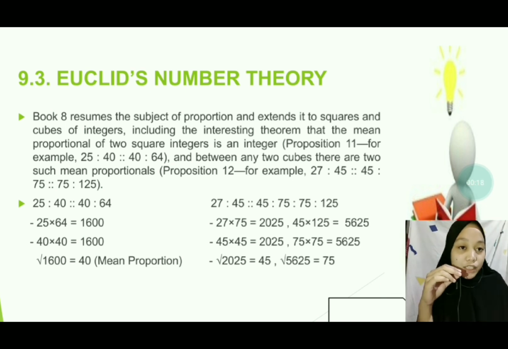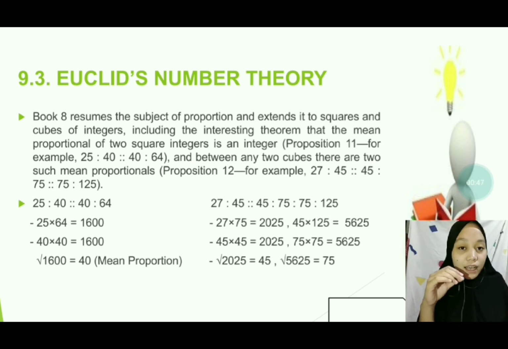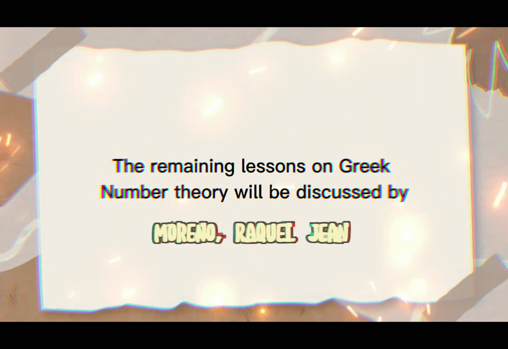For example, Proposition 11: 25 over 40 is equal to 40 over 64. And between any two cubes, there are two such mean proportionals. Proposition 12, for example: 27 over 45 over 75, which is also equal to 75 over 125. When we say mean proportion, it refers to the square root of the product of two numbers. So you can see there 25 over 40. So it's very understandable.